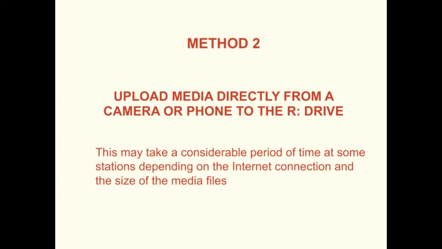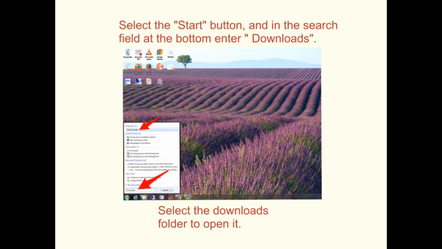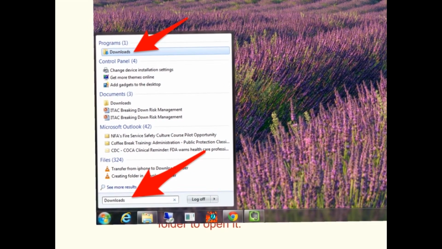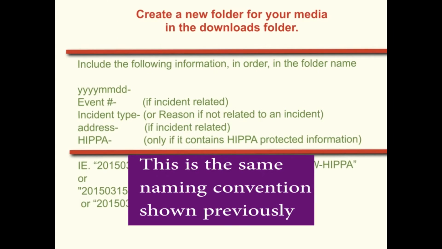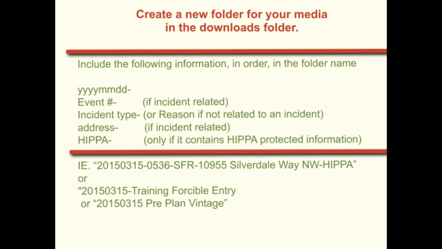Internet connection is pretty bad at most stations, so give yourself some time if you're going to upload it directly. We'll select the start button, and in the search field at the bottom, enter downloads. The downloads folder will show up, and you want to click it to open it. Again, you'll need to create a new folder for your media in the downloads folder. Same naming convention as you were shown previously.